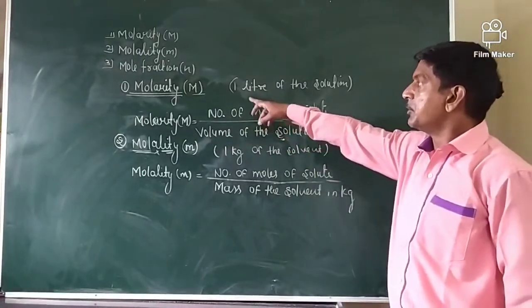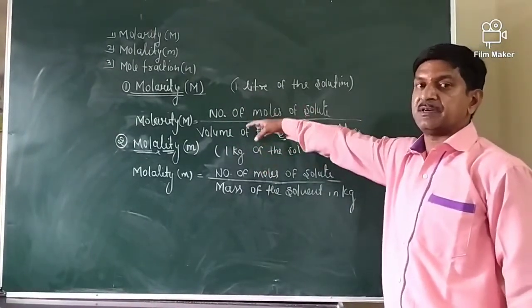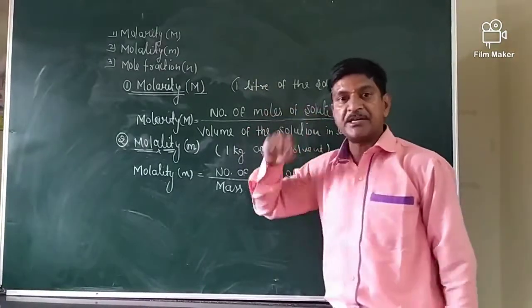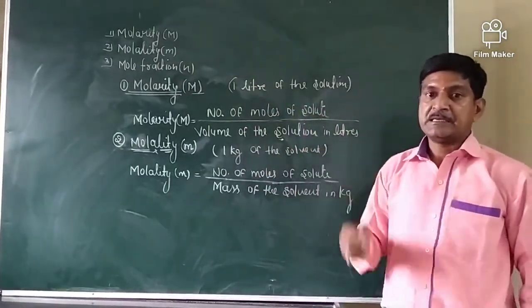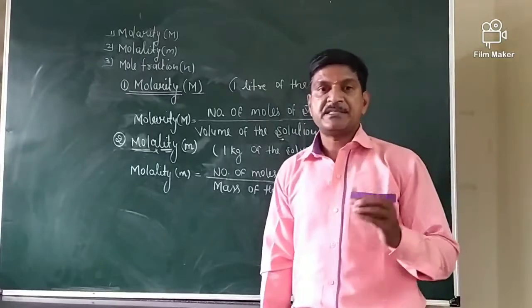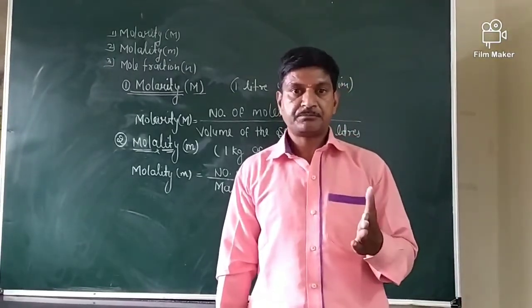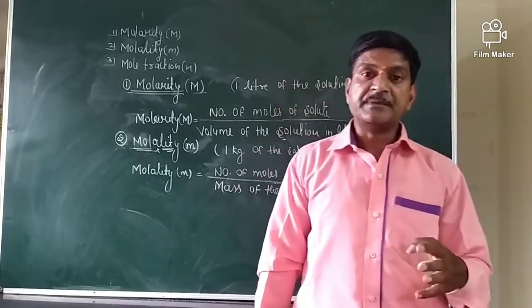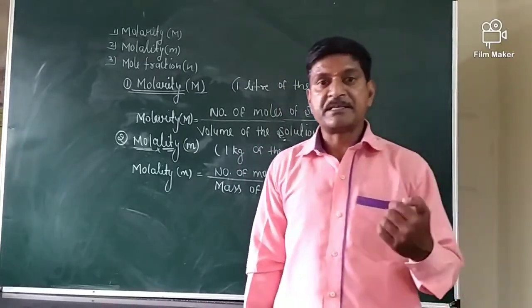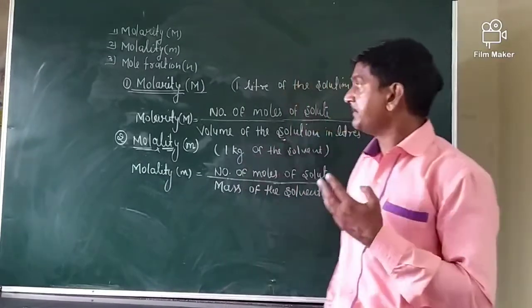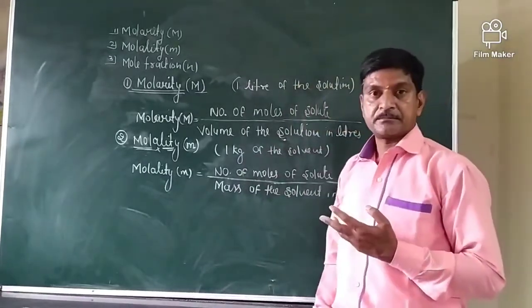This is molarity and molality. Both are different. Capital M is molarity, small m is molality. I am repeating: molarity means the number of moles of solute present in 1 liter of the solution, and molality means the number of moles of solute present in 1 kilogram of the solvent. This is the difference between molality and molarity.